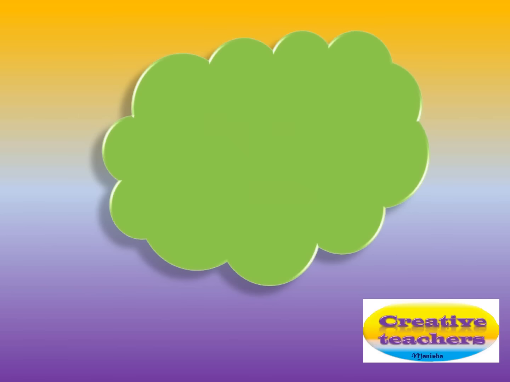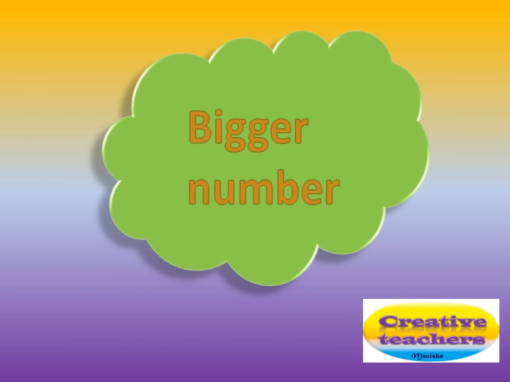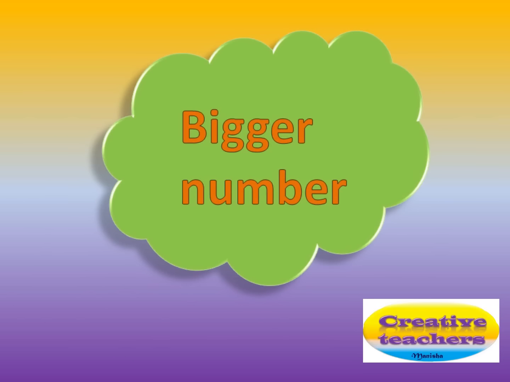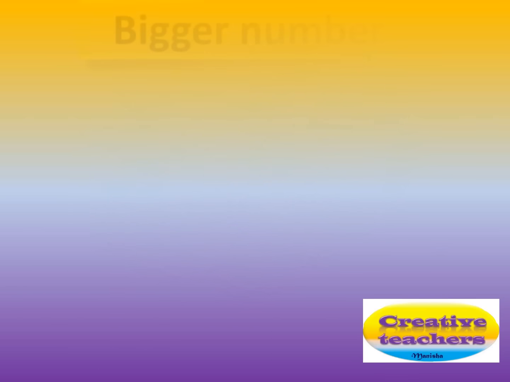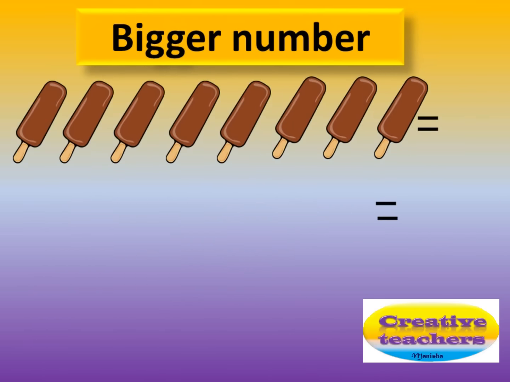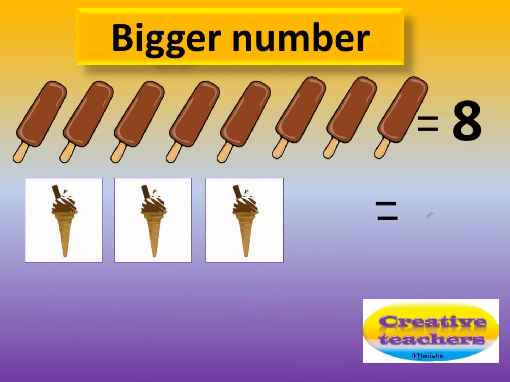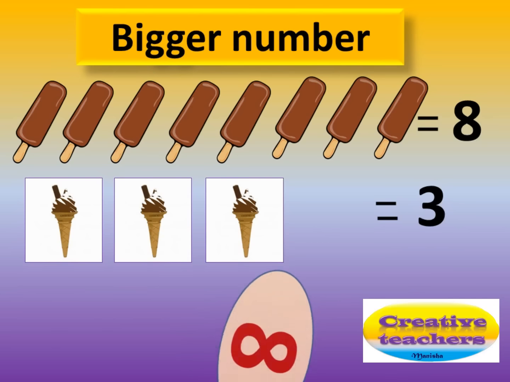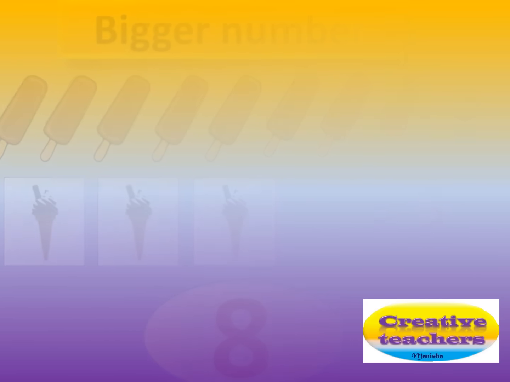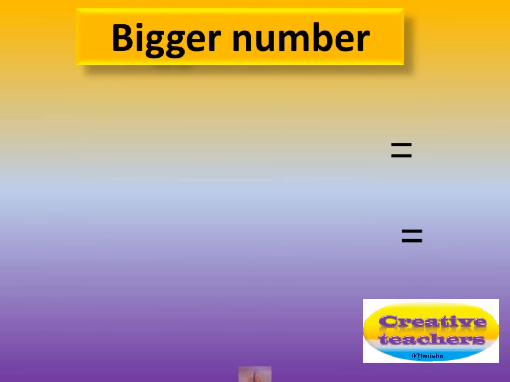Now we see bigger number. Bigger number. Now tell me how many candies are there? 8 candies and cones, 3 cones, and between 8 and 3, which is the bigger number? Yes, correct. 8. 8 is the bigger number.